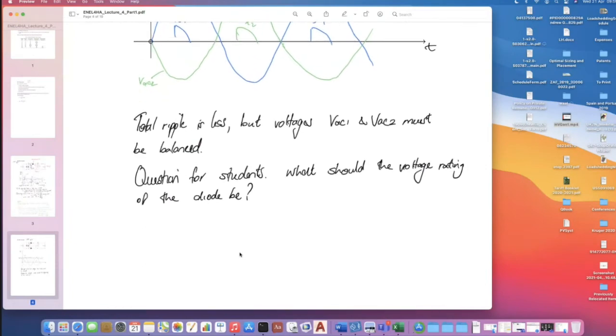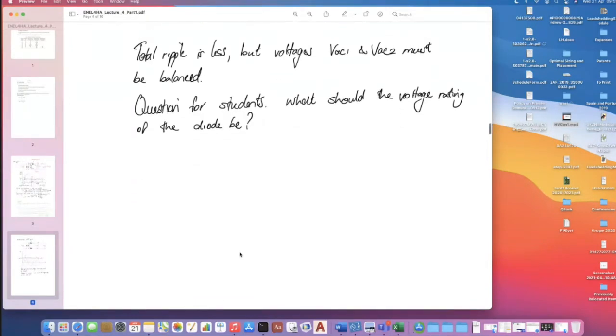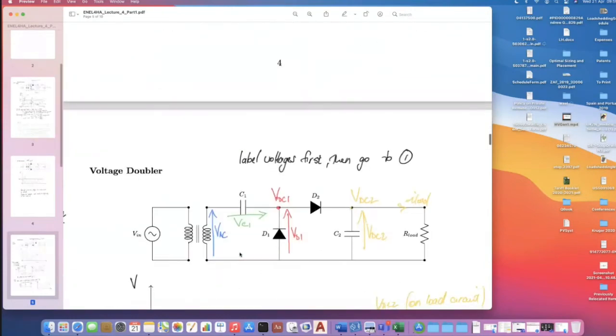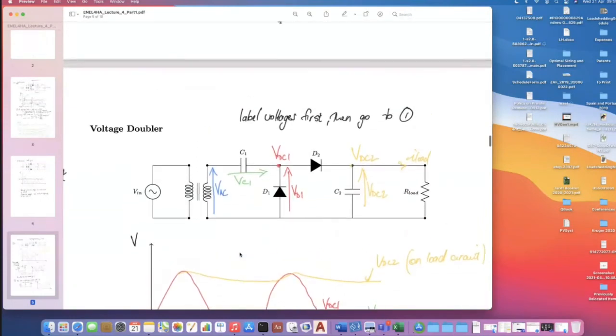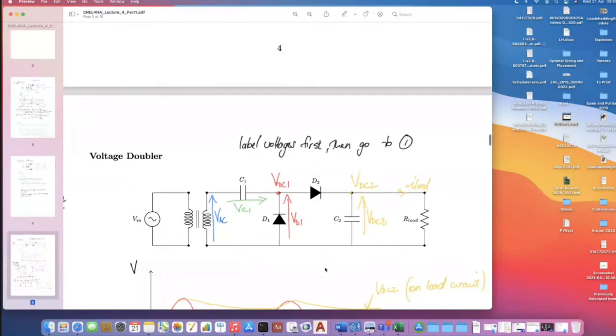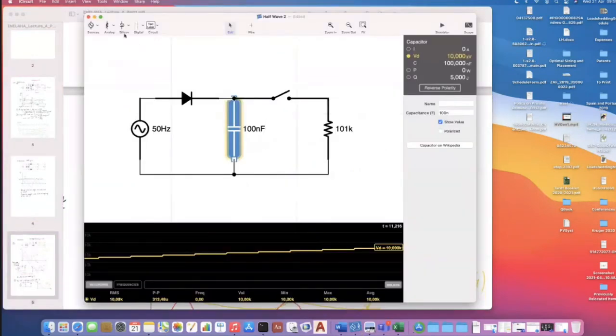So there is a question here: what should the voltage rating of the diode be? Is it the same as previously or not? Right, we're going to have a look at the voltage doubler in the same manner as we did this one.